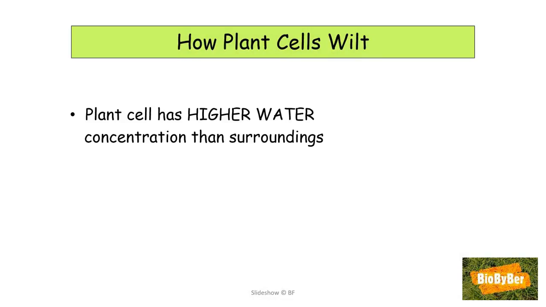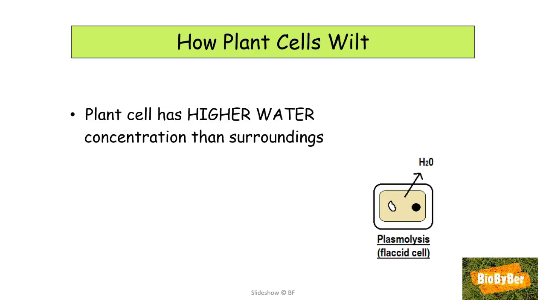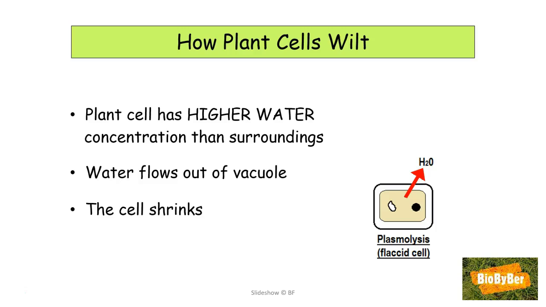Again, as a result of our revision, we should realize that plant cells have a higher water concentration than the surroundings. Remember, osmosis is the movement of water from a high water concentration to a lower water concentration. Therefore, the water will move out of the cell to the surroundings. It will flow out of the vacuole. The cell will shrink and it will become flaccid.